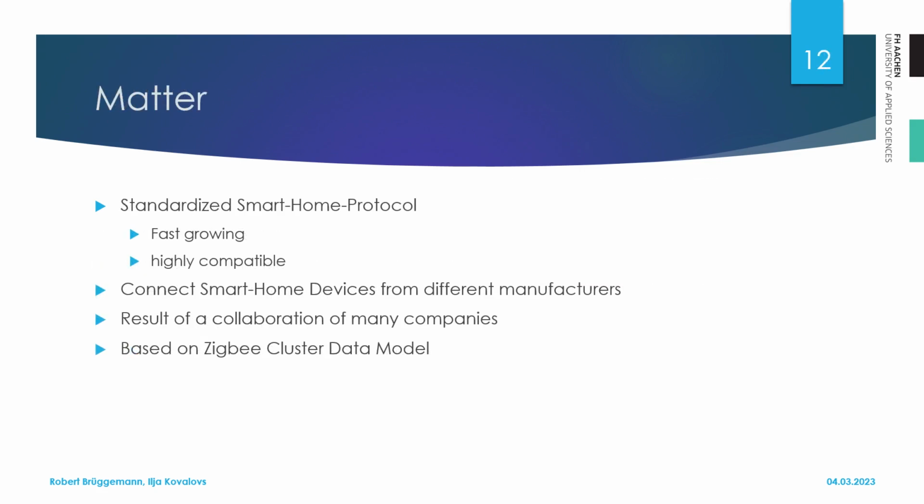Matter is the standardized smart home protocol, which is fast growing and highly compatible between manufacturers because it's made by a collaboration of many companies, and the data model is based on the Zigbee cluster data model.